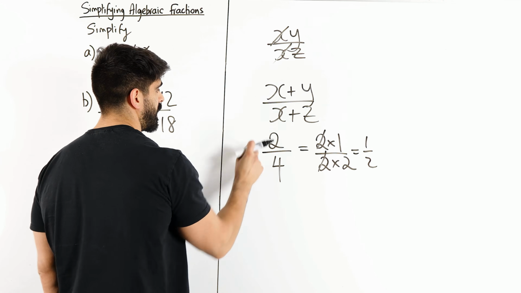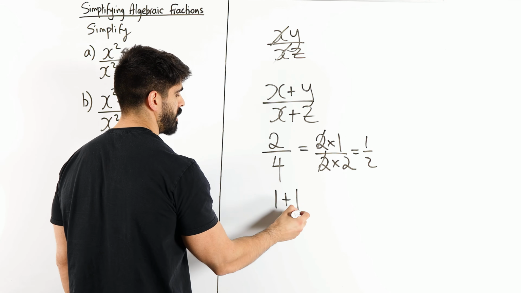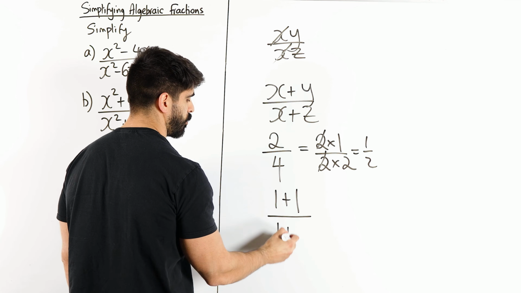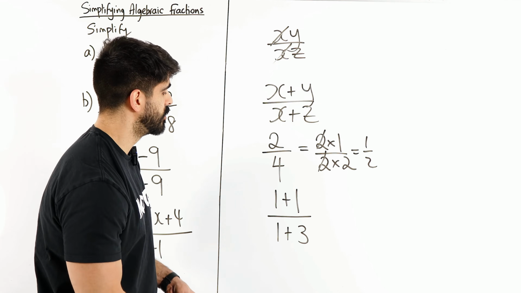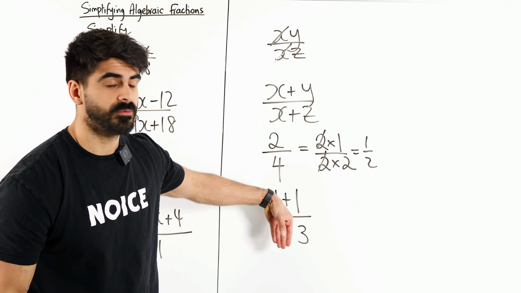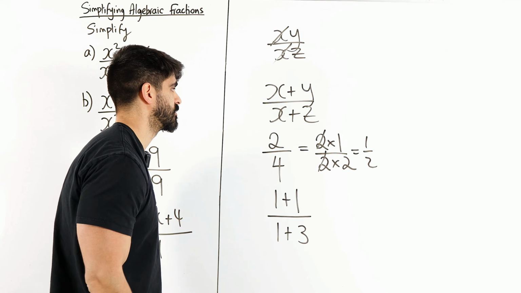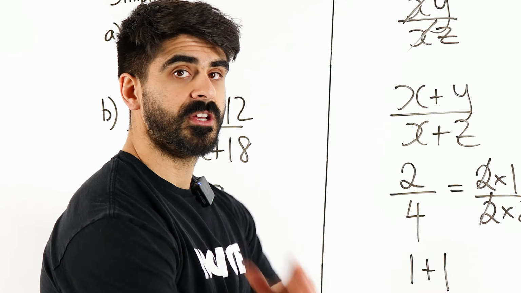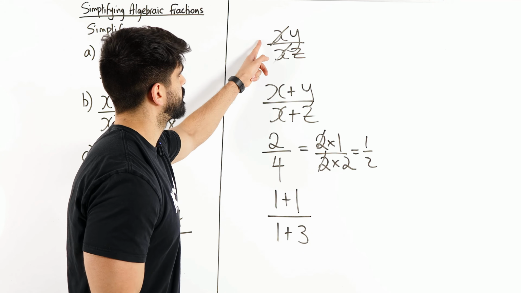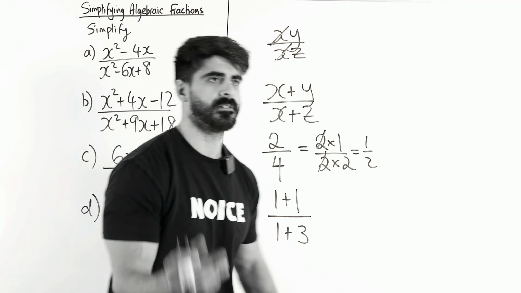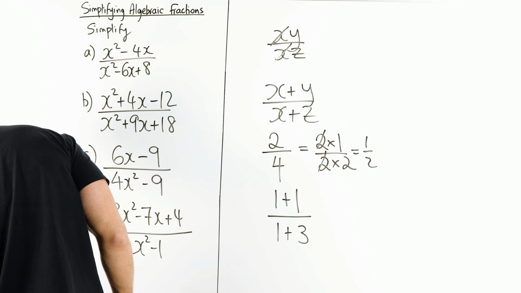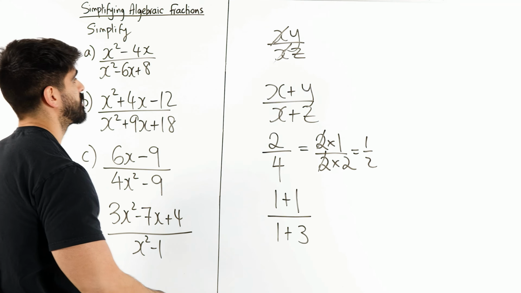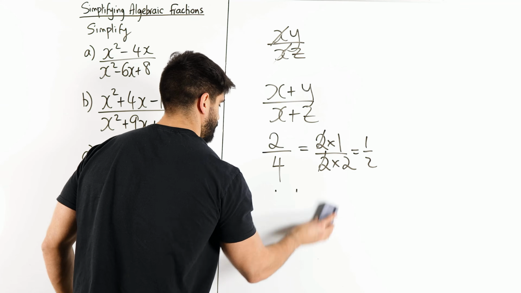However, if I rewrite 2 as 1 plus 1 and 4 as 1 plus 3, are you allowed to just cancel out the 1's? No, because that would say 1/3, which we know is not the same as 2 quarters. So, plus, no good. Multiplication, tick. Okay, so let's go ahead and rewrite everything as multiplication.